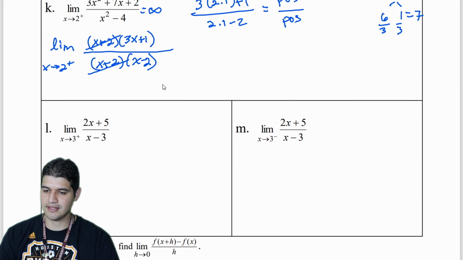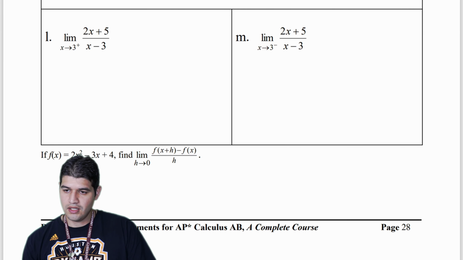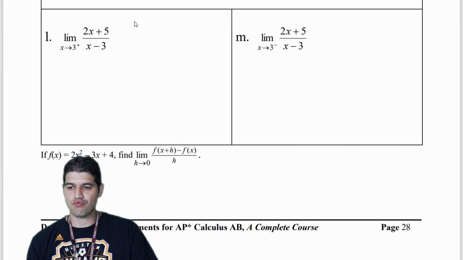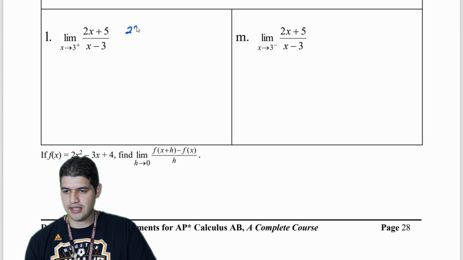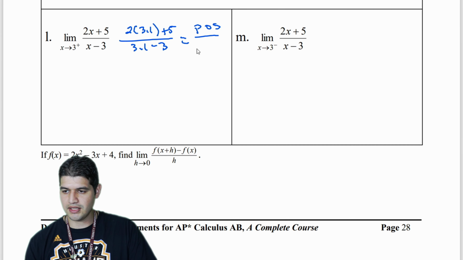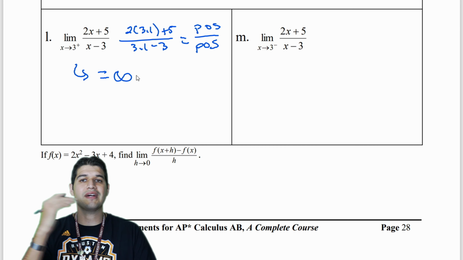We've got 2 more like this that we need to check, so let's go ahead and do that. So 2x plus 5 over x minus 3, and we're checking 3 from the right side. So we'll just put in a value just right above 3 because nothing's going to factor here. So 2 times 3.1 plus 5 over 3.1 minus 3. Over here I end up with a positive over positive, and that means the limit is going to be equal to infinity from the right side.